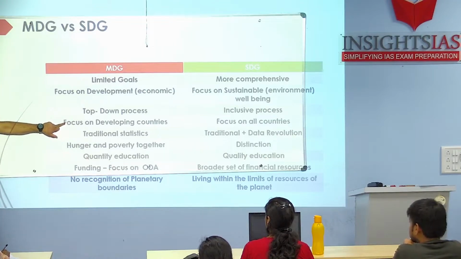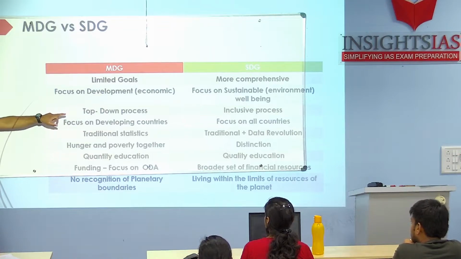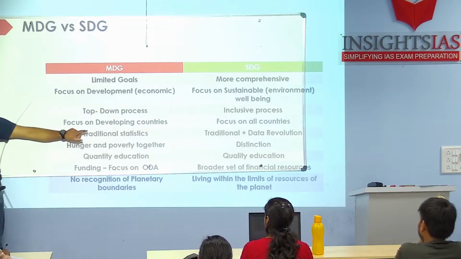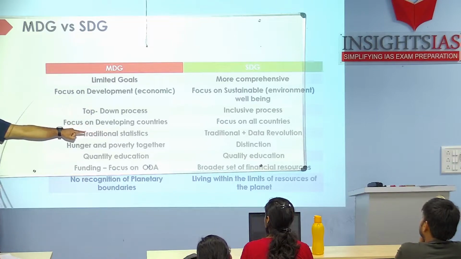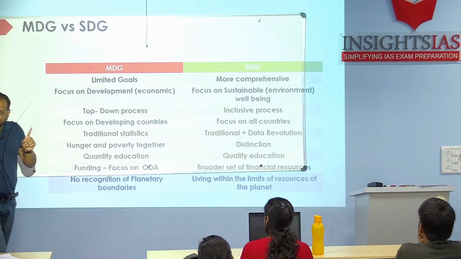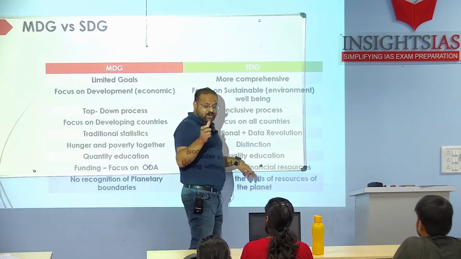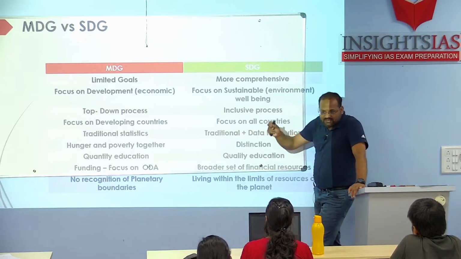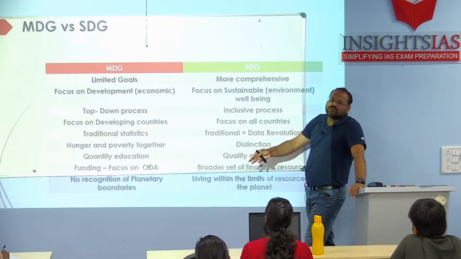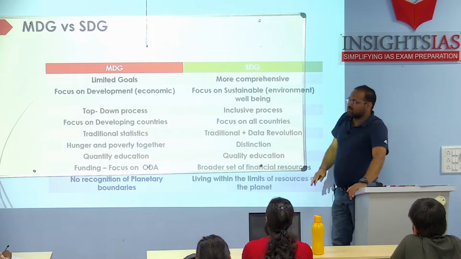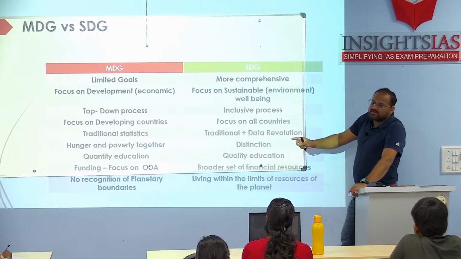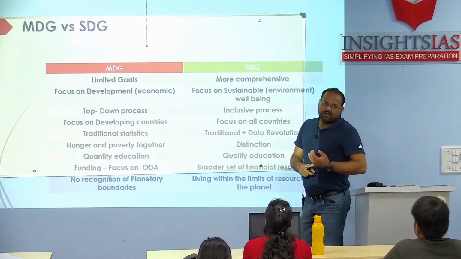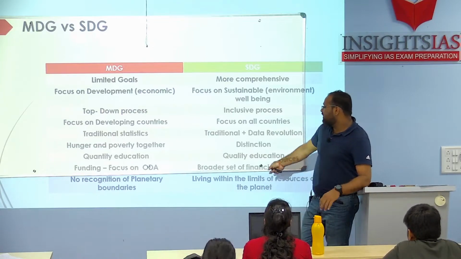Here the focus was on developing countries. There all. Here the data or the analysis was done with respect to traditional statistics. There they are including the data revolution also. Here hunger and poverty we saw in MDG, there were different goals, but in SDG the goals are different. Education with respect to quantity, that this much number should be, or 100% enrollment ratio, some number was there, they were quantifying it. But here they are saying, forget about the quantity, vocational education should be there, quality should be there. So quality education was focused.